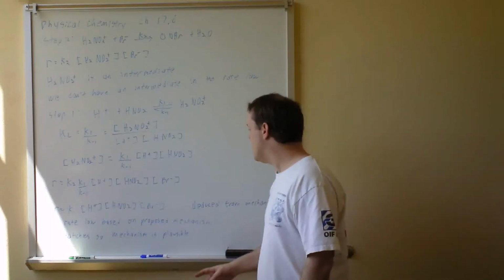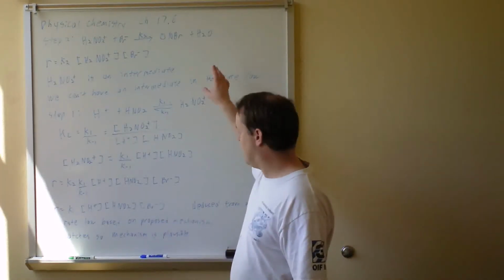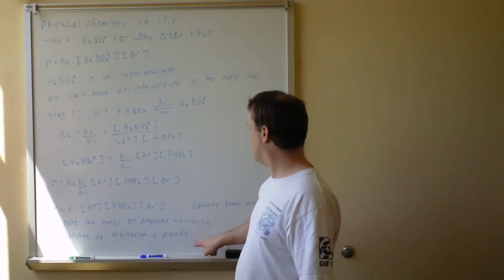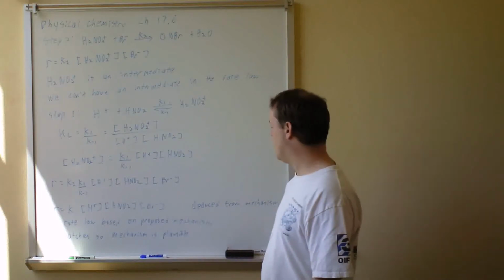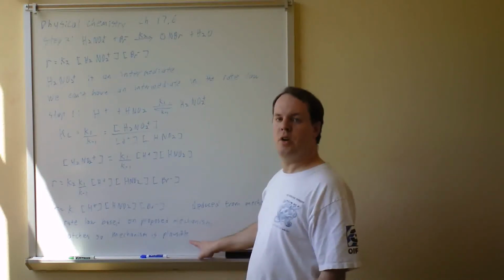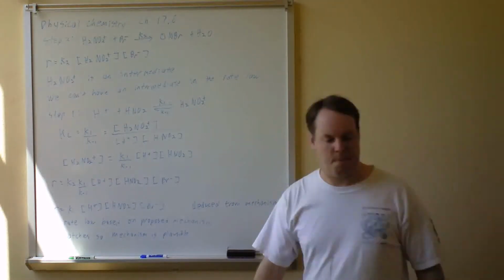Doesn't matter. So this is our rate law based on the proposed mechanism, and it matches the rate law that we had before that was given from experimental data. So based on that, we can still say that our mechanism is plausible. Notice we haven't proven it's true yet, but at least we haven't ruled it out yet either.